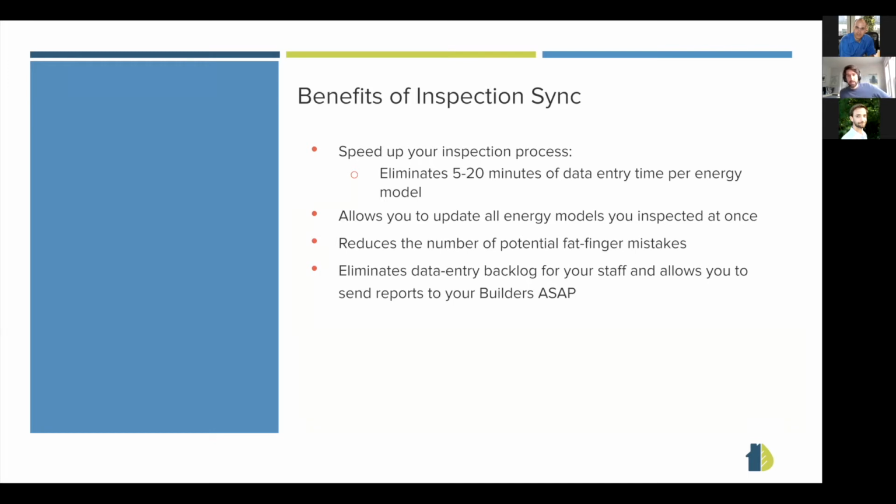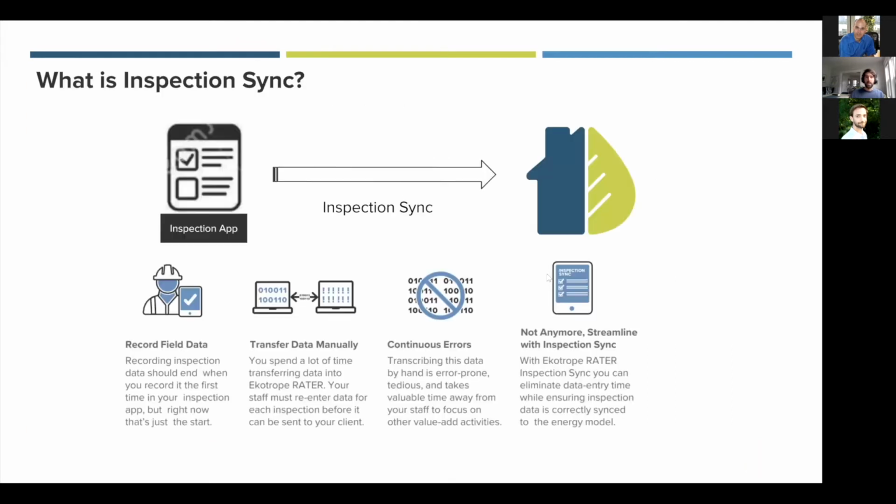And that's really good, because if you're doing QA on a project and you find an error, you have to trace down where that error came from. And Inspection Sync eliminates the potential that the transcription was the problem. And so you don't have to worry about finding that error. You just skip over that part of the QA process and go straight to the field inspector to record the data correctly. And again, it eliminates the data entry backlog that your staff may have.